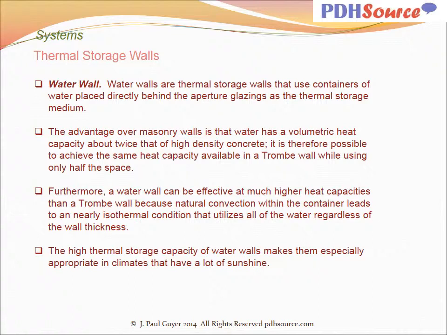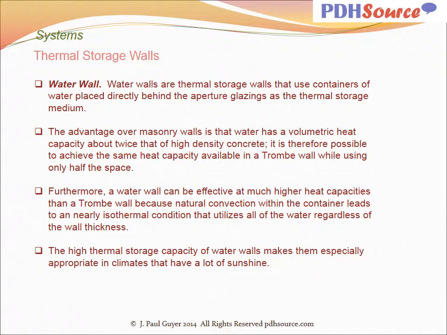The next type of thermal storage wall is a water wall. Water walls are thermal storage walls that use containers of water placed directly behind the aperture glazings as the thermal storage medium. The advantage over masonry walls is that the water has a volumetric heat capacity about twice that of high-density concrete, and it is therefore possible to achieve the same heat capacity available in a Trombe wall while using only half the space.